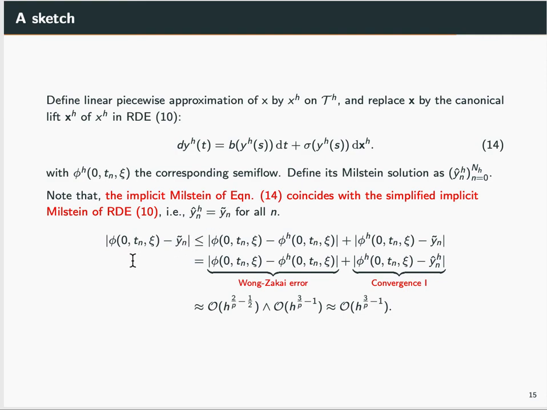Then the error term can be decomposed into two terms. The first one is the Wong-Zakai error, and the second one is indeed the convergence for the implicit Milstein method we just showed.